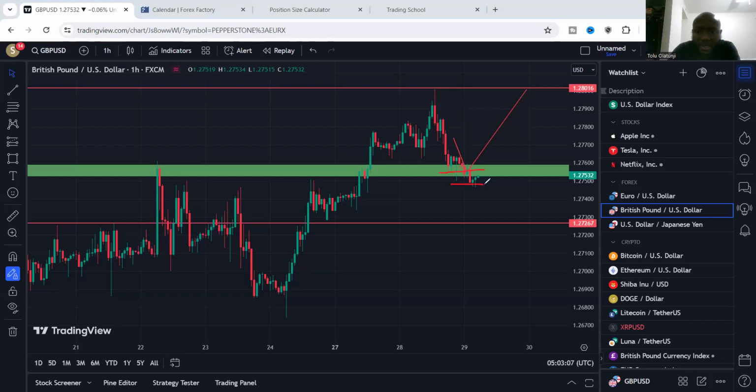I got knocked out here. I'm not trying to force this trade simply because of the reaction over here, right? And also simply because of what the DXY is telling me, right? So I would like to see probably a pullback to this area. That means I would even like to take out this line here, and then take out this one. So I would like to see a pullback to this area here.